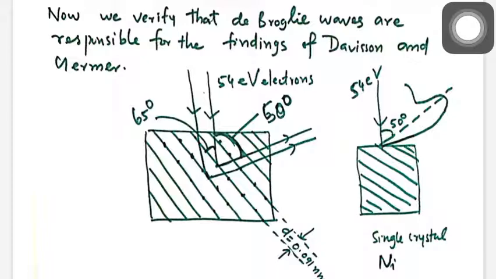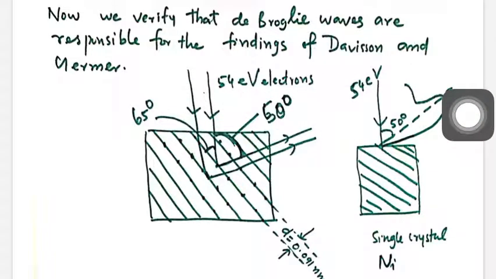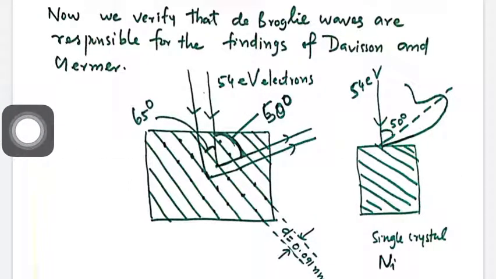Now we verify that the de Broglie waves are responsible for the findings of the Davisson and Germer experiment. In the last video, we have seen when Davisson and Germer conducted this experiment for different accelerating voltages, or for different energies of the electron beam, a maximum is obtained at an energy of 54 electron volt at an angle of 50 degree between the incident beam and the scattered beam.